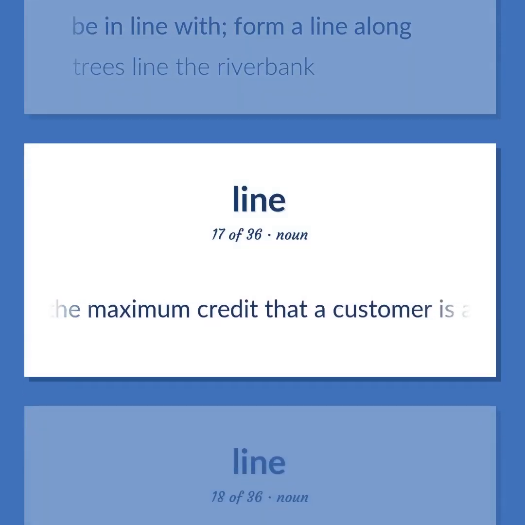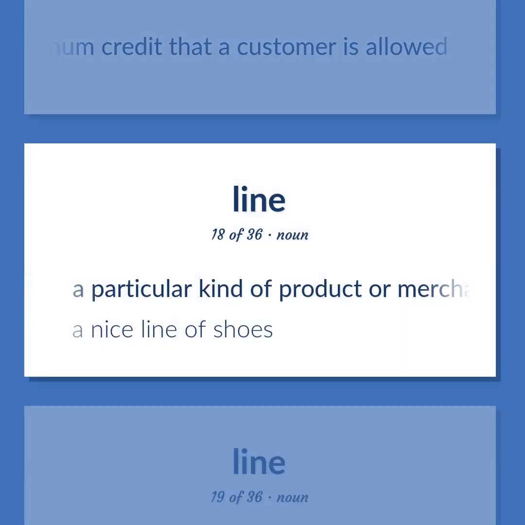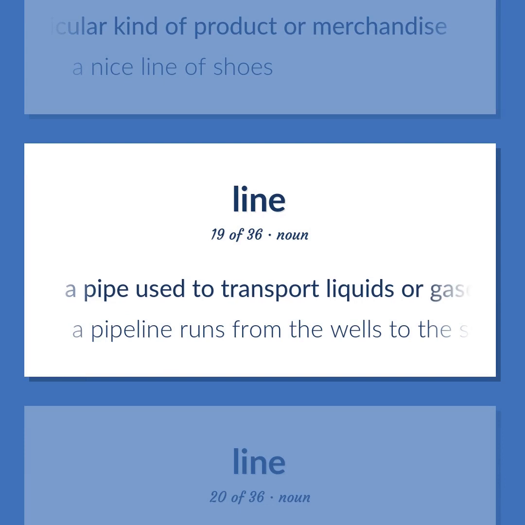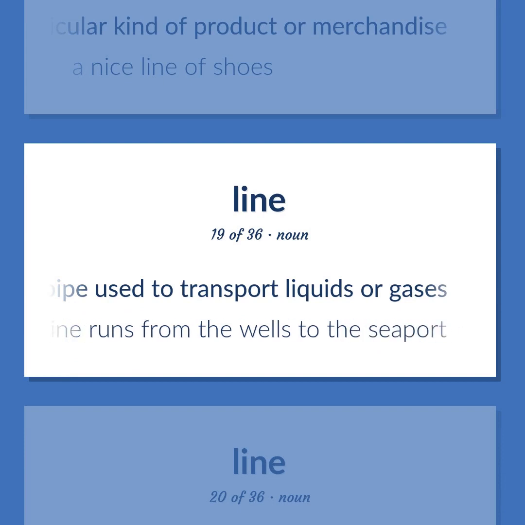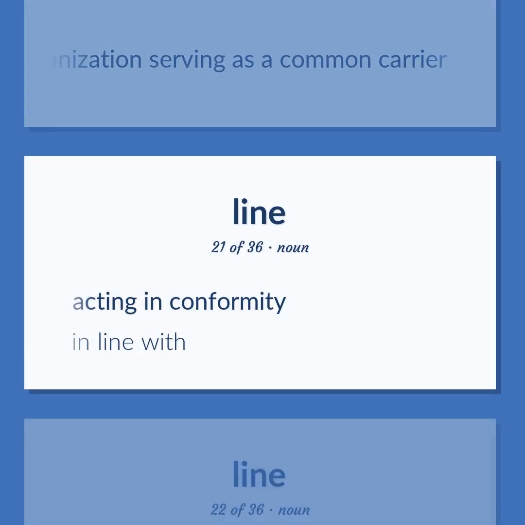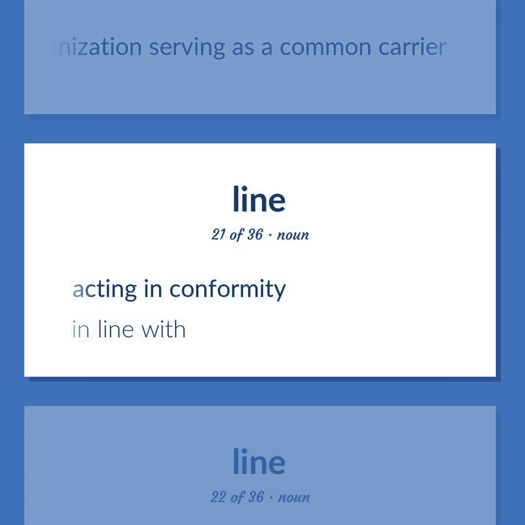The maximum credit that a customer is allowed. A particular kind of product or merchandise. A nice line of shoes. A pipe used to transport liquids or gases. A pipeline runs from the wells to the seaport. A commercial organization serving as a common carrier. Acting in conformity. In line with.